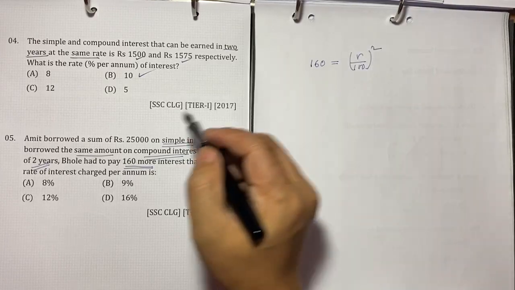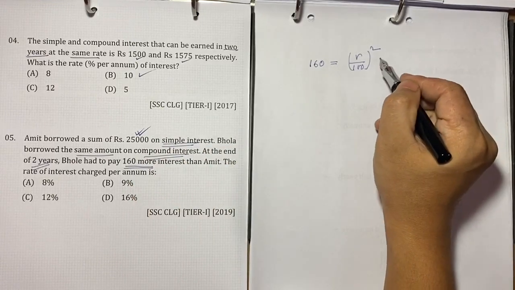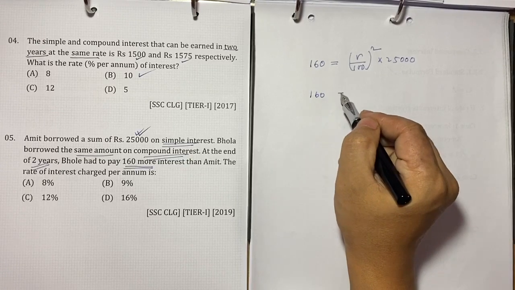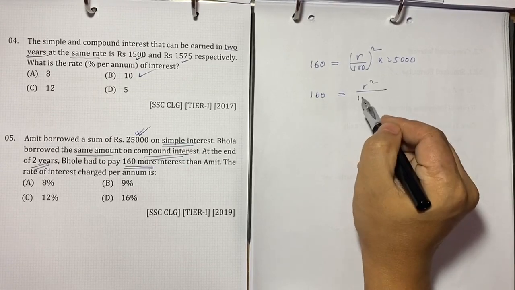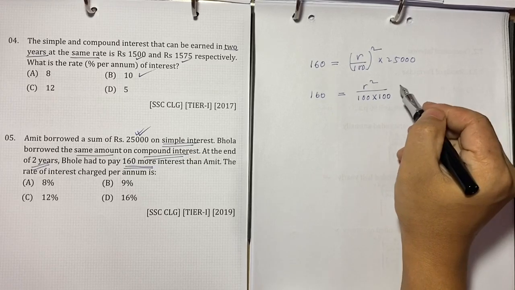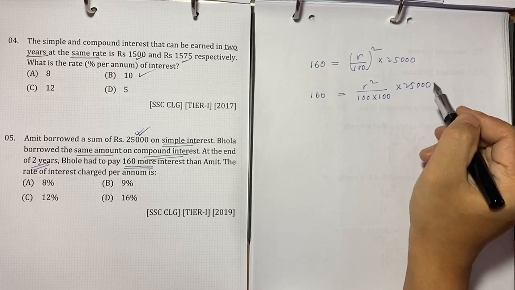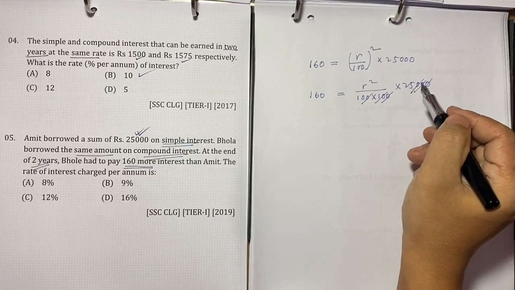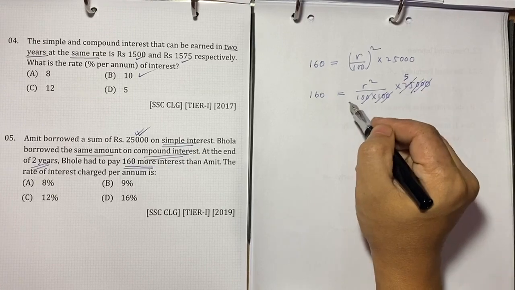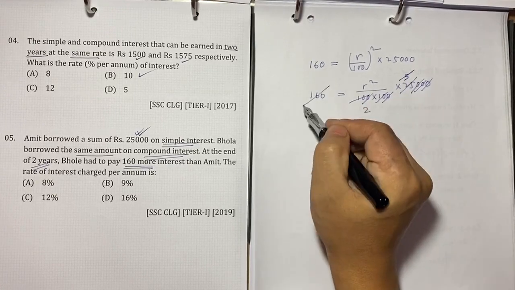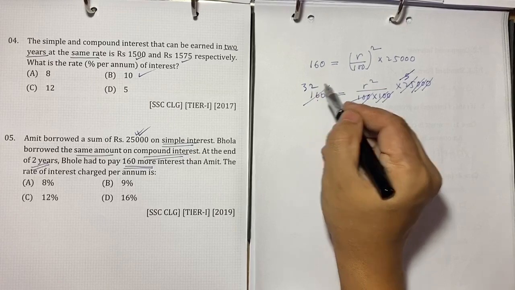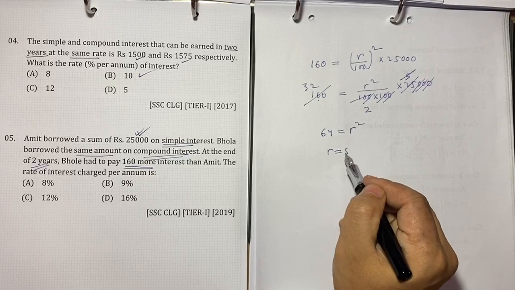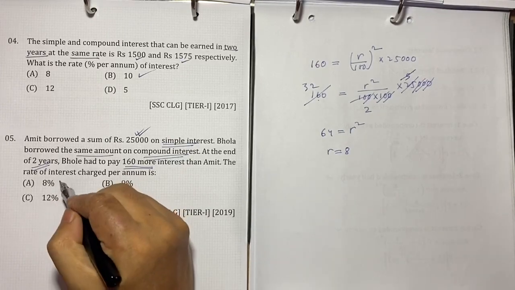Into principal, into 25,000. So this will be 160 equals R square divided by 100 into 100, into 25,000. So this is 1, 2, 3, 1, 2, 3. Cancel. This will be 5 and this will be 2. Cancel again. I will get 64 equal to R square. R equal to 8. So 8%.